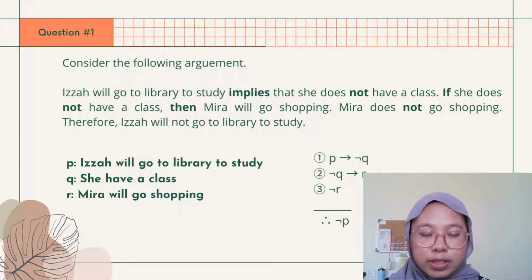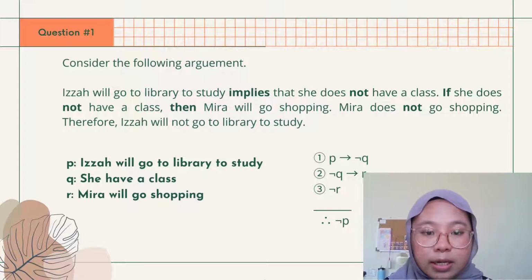I will explain question number 1. We include 3 questions for this topic. For the first question, consider the following argument. Iza will go to library to study implies that she does not have a class. If she does not have a class, then Mira will go shopping. Mira does not go shopping. Therefore, Iza will not go to library to study.